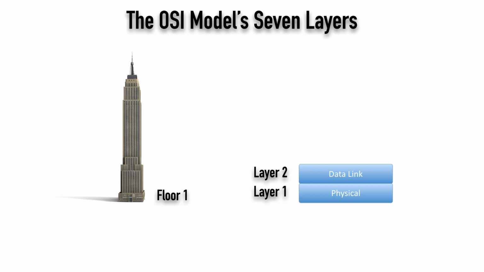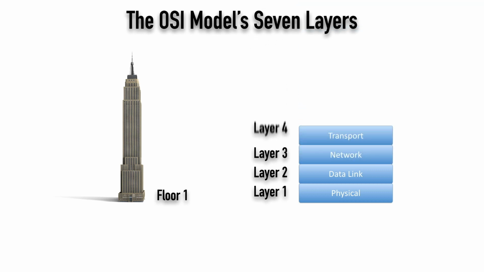At layer 2, that's where the Ethernet switches live. At layer 3, that's where the routers live. At layer 4, that's where we have protocols like TCP and UDP. We're setting up and maintaining and tearing down sessions at layer 5. Here we might have a protocol like SIP, the Session Initiation Protocol.